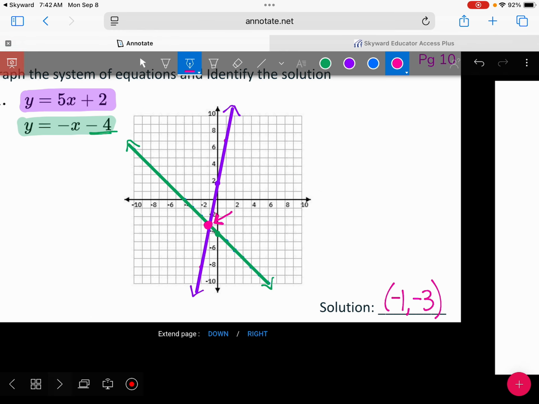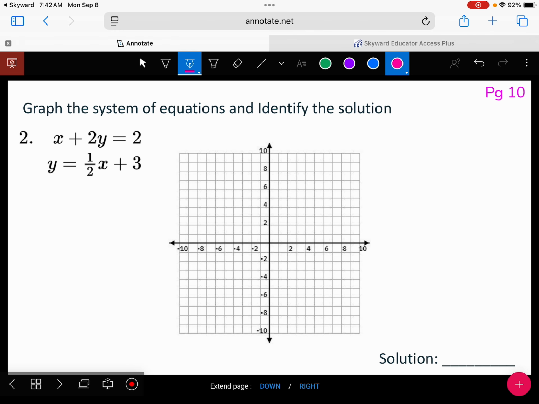Okay, then let's take a look at the next one. Let's look at number 2. So here we have one in slope-intercept form, but then we have one in our standard form. So we're going to have to actually do a little bit of math on this one.